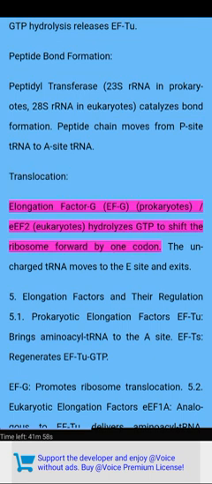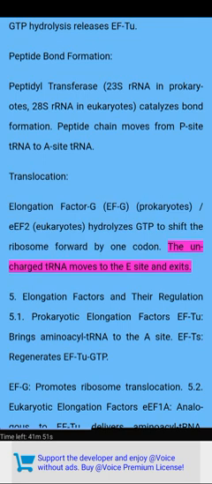Translocation. Elongation factor G, EF-G in prokaryotes, EF2 in eukaryotes, hydrolyzes GTP to shift the ribosome forward by 1 codon. The uncharged tRNA moves to the E site and exits.